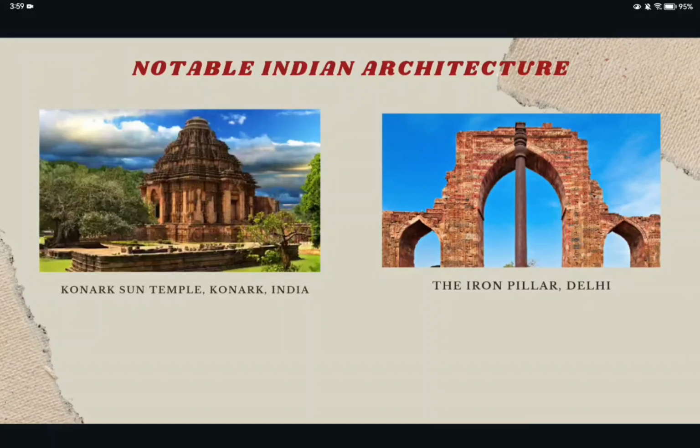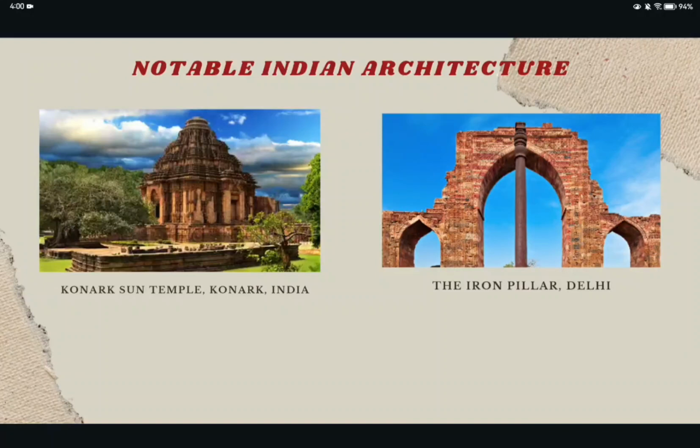The notable Indian architecture. The first one is Konark Sun Temple. It was built in the 13th century. This impressive temple is dedicated to the Hindu sun god Surya. It was carved from stone in the form of a 100-foot-high chariot with immense wheels and horses.